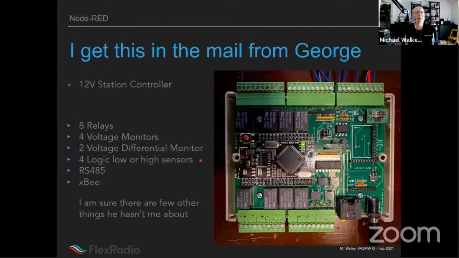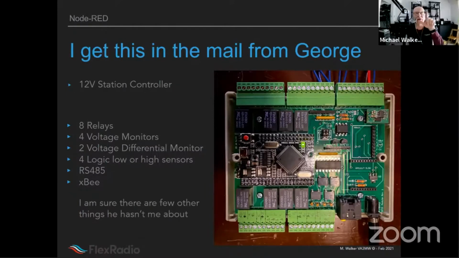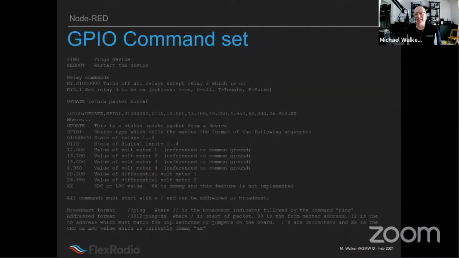So here's George's box. We've seen that earlier. I don't know, George, is this version one or two? But we've got eight relays. We can do voltage differential. I want you to notice that the voltage differential board is missing, and that's why I'm getting zero. At least that's what I thought you said. It plugs in about here. Is that right? Yep, that's right. Okay, I almost wondered why. I was going to ask you why I was getting zero.